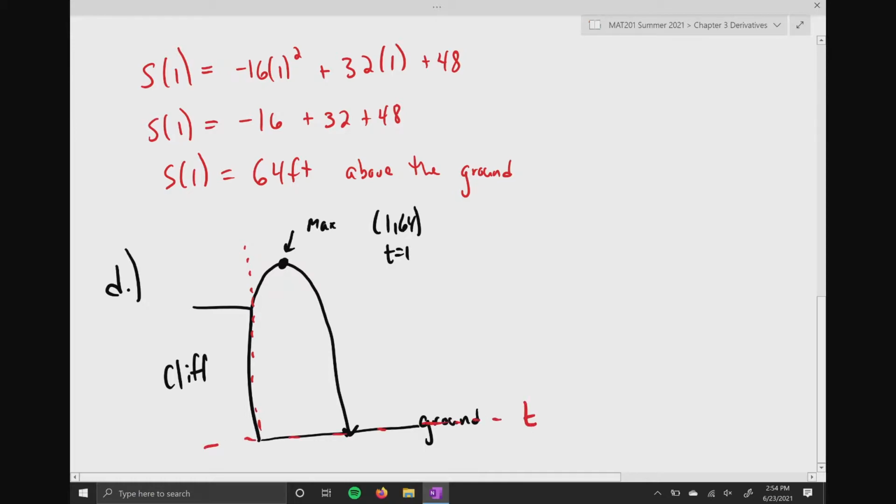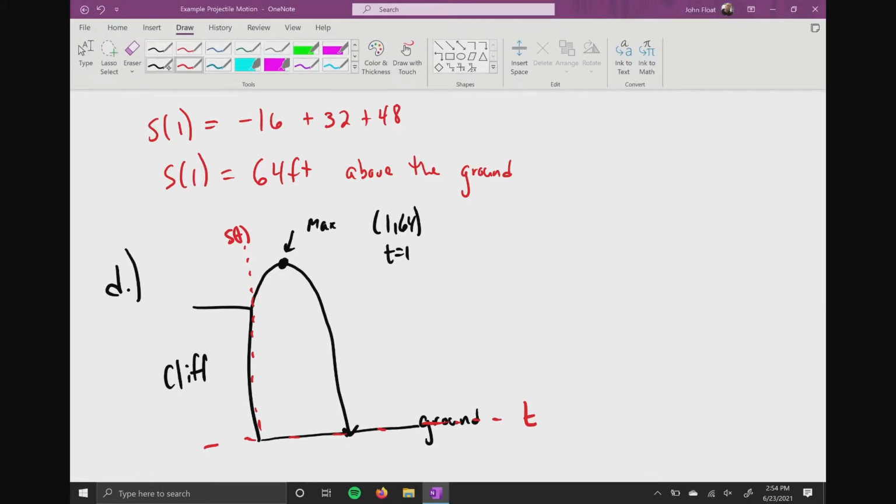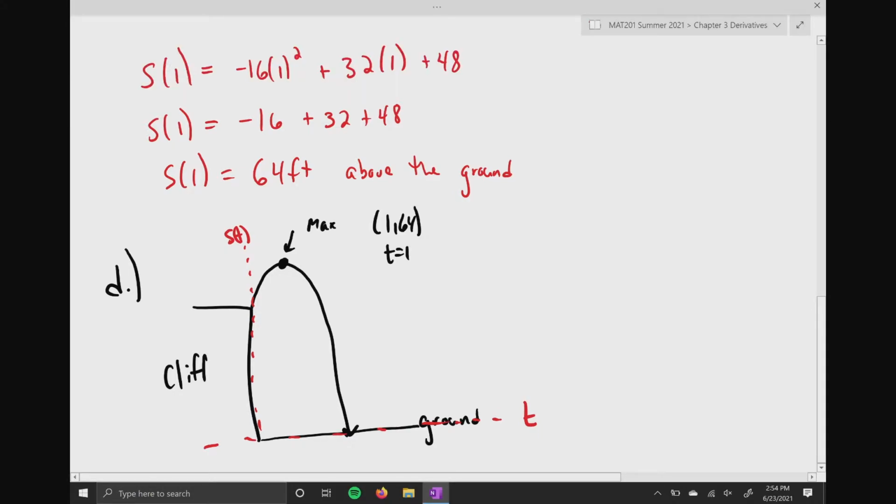This is t. This is S of t. I want to know, when does it hit the ground, meaning what is my x-intercept? All right. Now, to solve this, we need to take the displacement equation, because once again, we want to know at what time does it hit the ground.